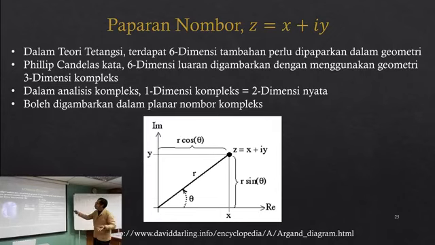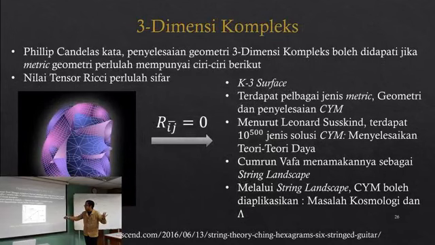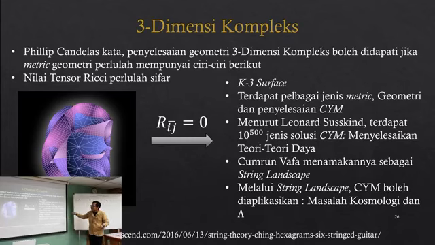Itu je. Kan? Okay? And then this can be visualized dalam bentuk peranan nombor kompleks. Ini simple lah. Okay? Ini properties. Okay? Philip Candelas kata lagi. Okay? Untuk menyelesaikan geometri 3 dimensi kompleks tadi ni, kita perlukan jika didapati matrix geometri perlulah menjadi integer berikut. Ni.